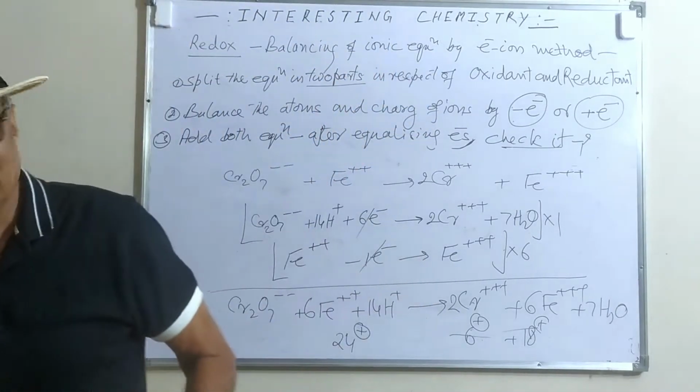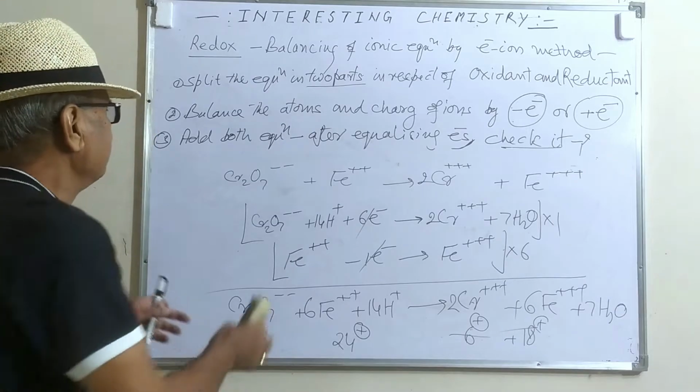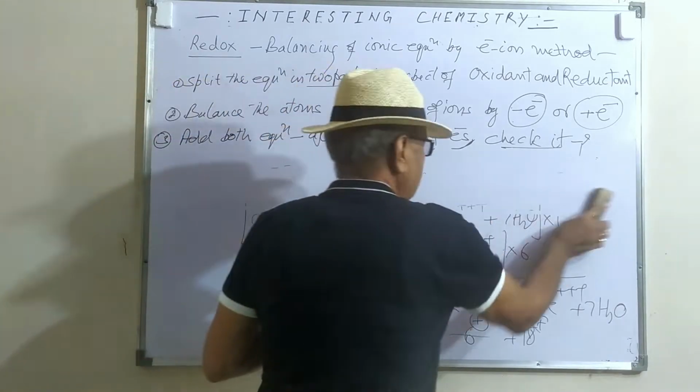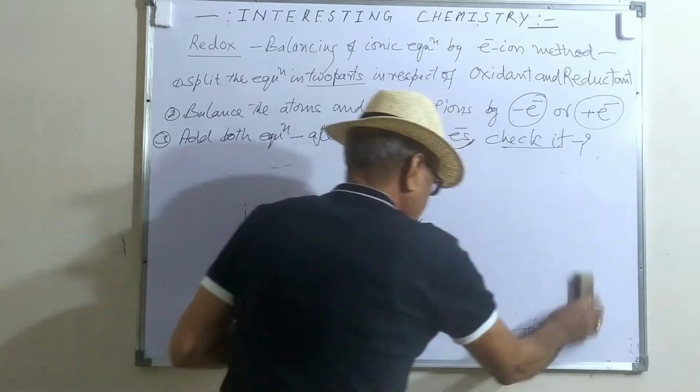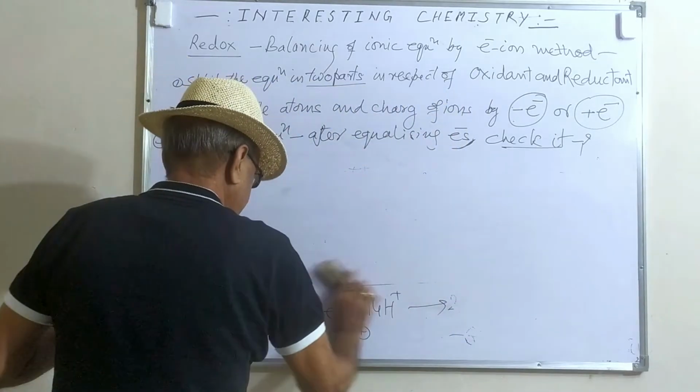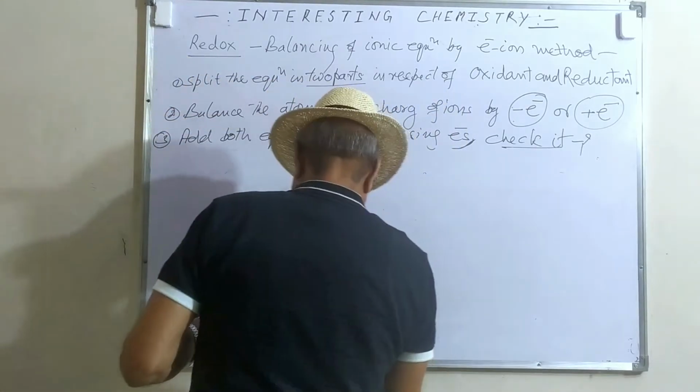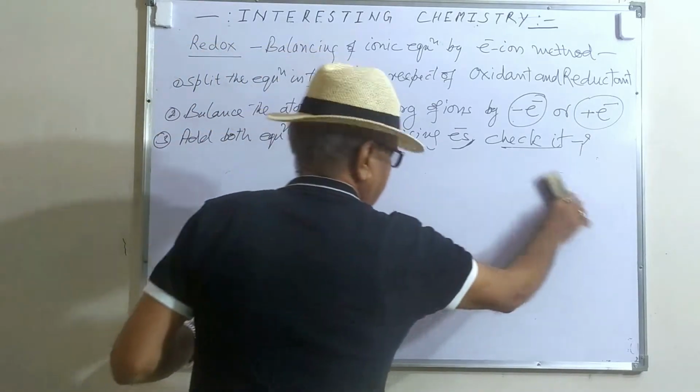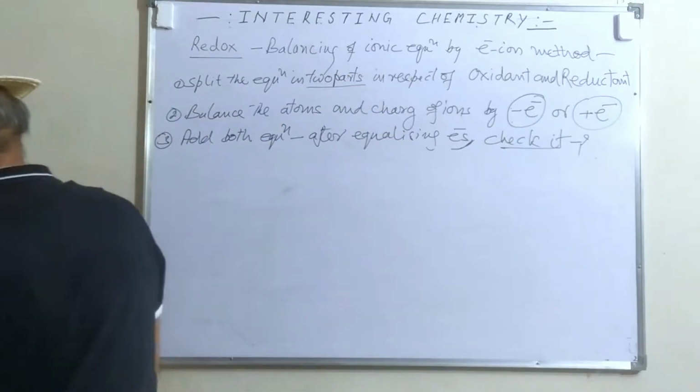So I have told you 2 examples. Today I am going to tell you some more examples. One, write again here the third example: MnO4 plus S2O3.